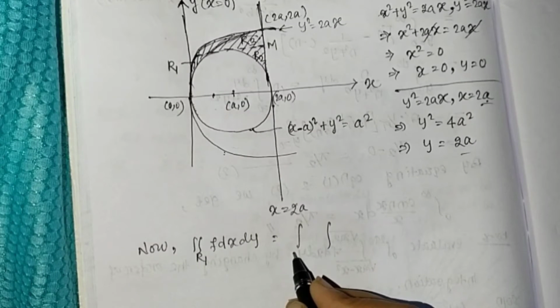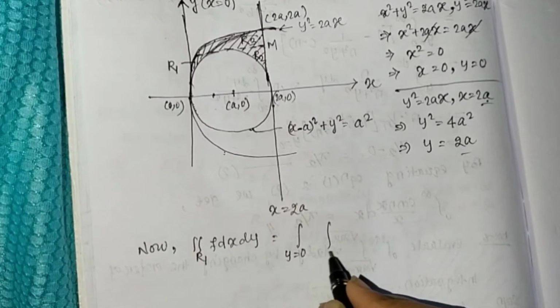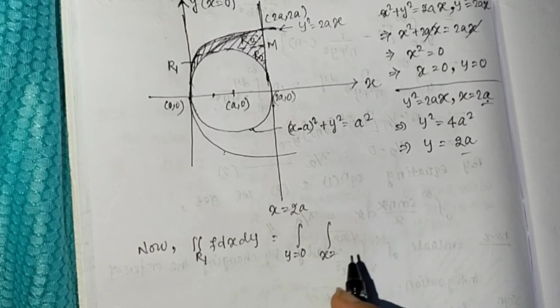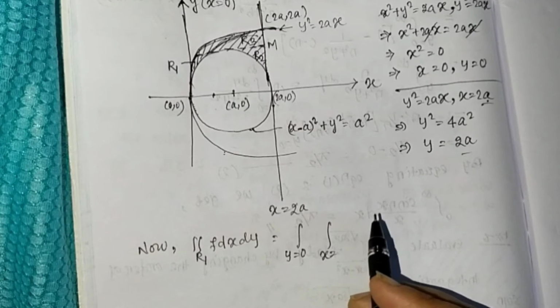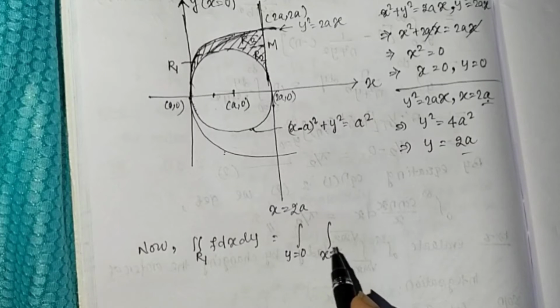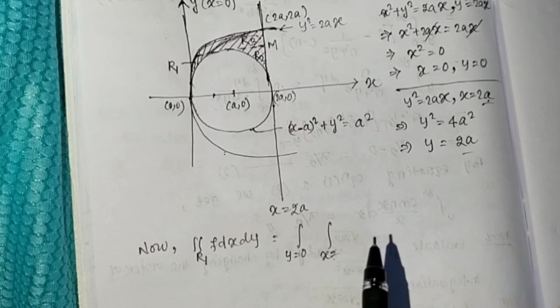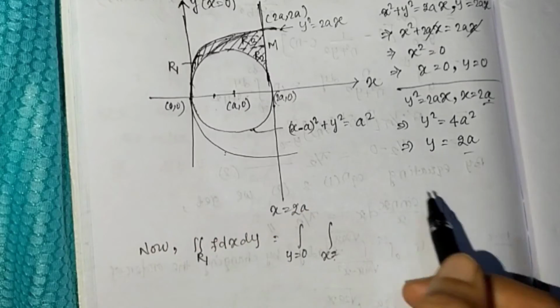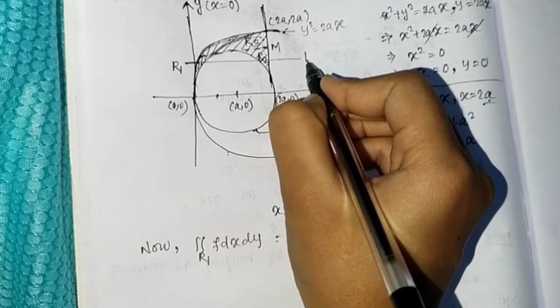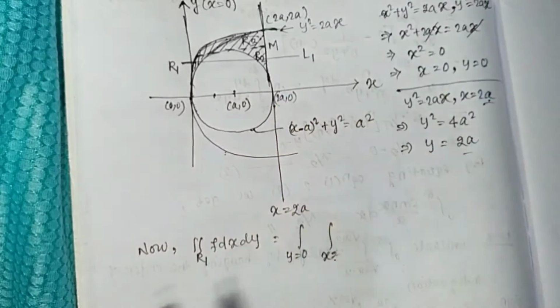first we write the limit of y, then we write the limit of x. As given in the question, the limit will be changed: first it gave the y limit, then the x limit. Here first we will find the x limit, then the y limit. To find the x limit, we draw a line parallel to the x axis, that is our line L1.